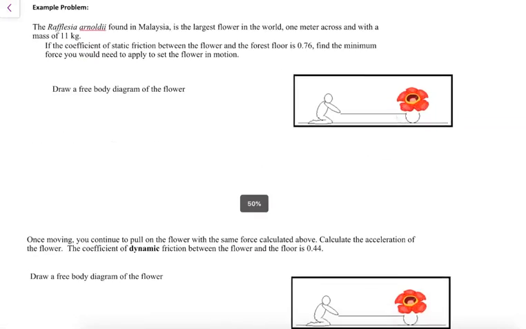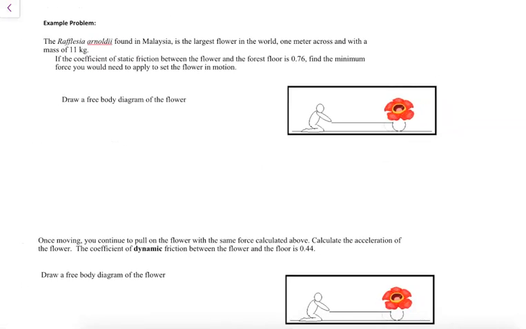So I have an example problem. The Rafflesia arnoldii, if that's how you say it, in Malaysia, is a flower. Now, I don't know why I'm using this example, but we're running with it. It's the largest flower in the world, 1 meter across and with a mass of 11 kilograms. If the coefficient of static friction between the flower and the forest floor is 0.76, find the minimum force you would need to apply to set the flower in motion.